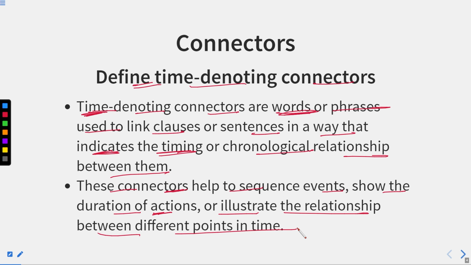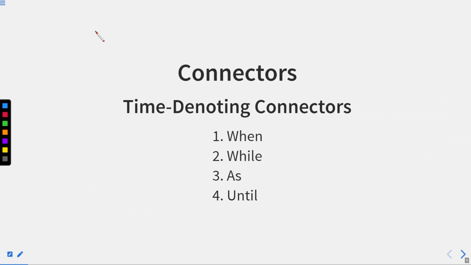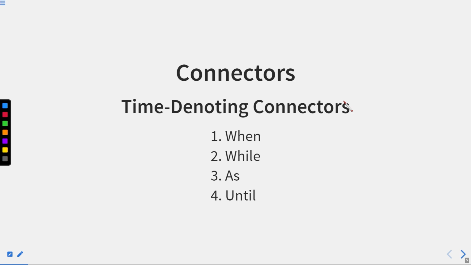for the relationship between different points in time. It means, first of all, this occurred, and only after this that happened, or only after that this happened. So this is actually a sequence that has been followed, indicating the times, and these are shown with the help of these time denoting connectors. Okay. So let us see what the types of time denoting connectors are.